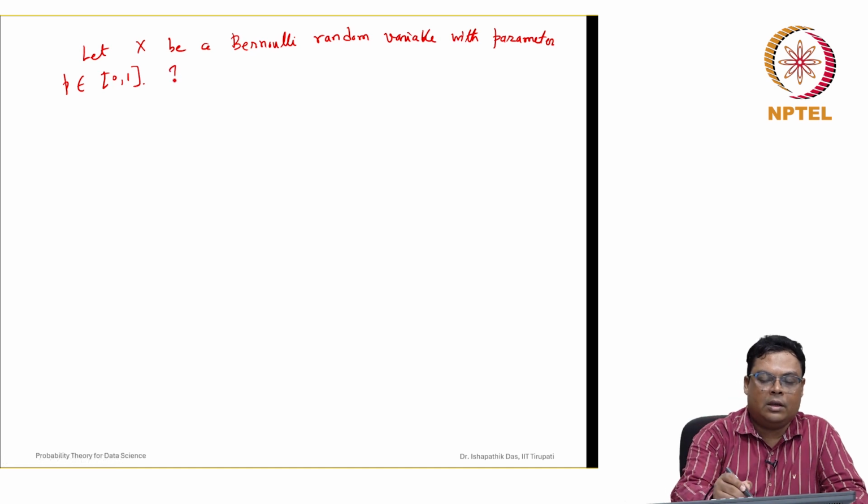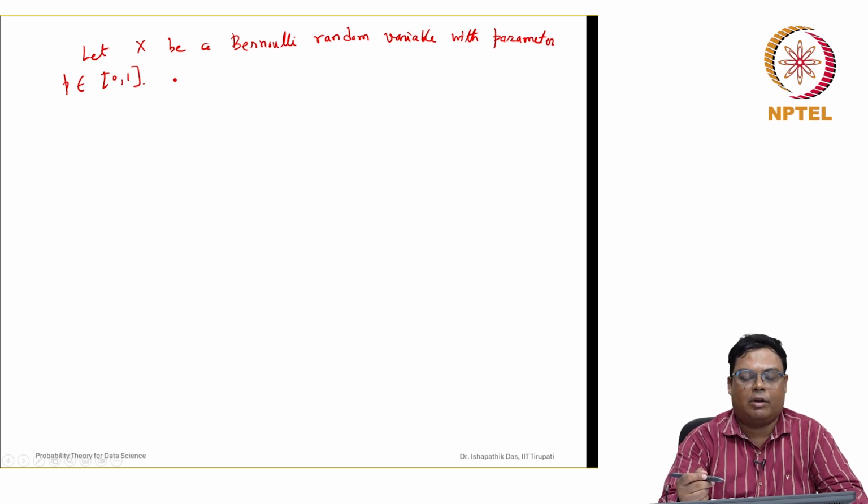So here the moment generating function is not known to us, otherwise we could directly find the mean and variance from the moment generating function. Here we first use the definition of the moment generating function to find the moment generating function.